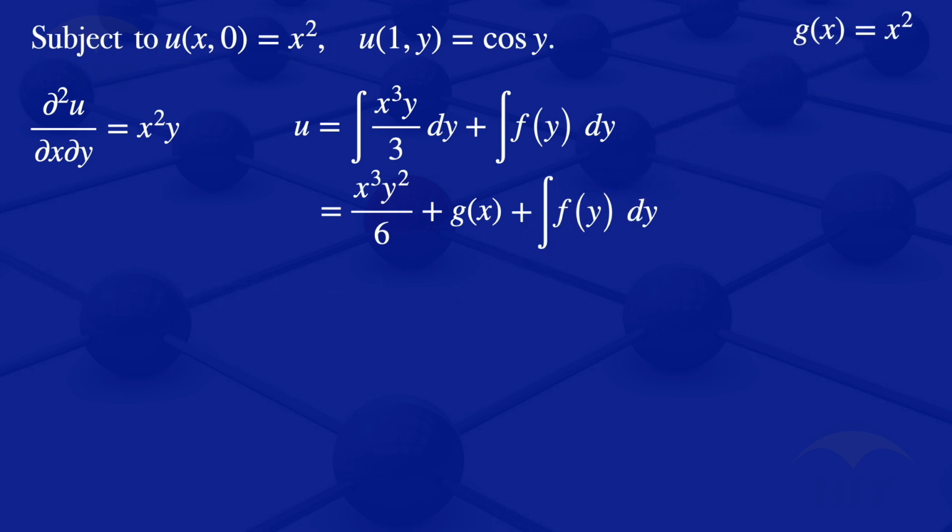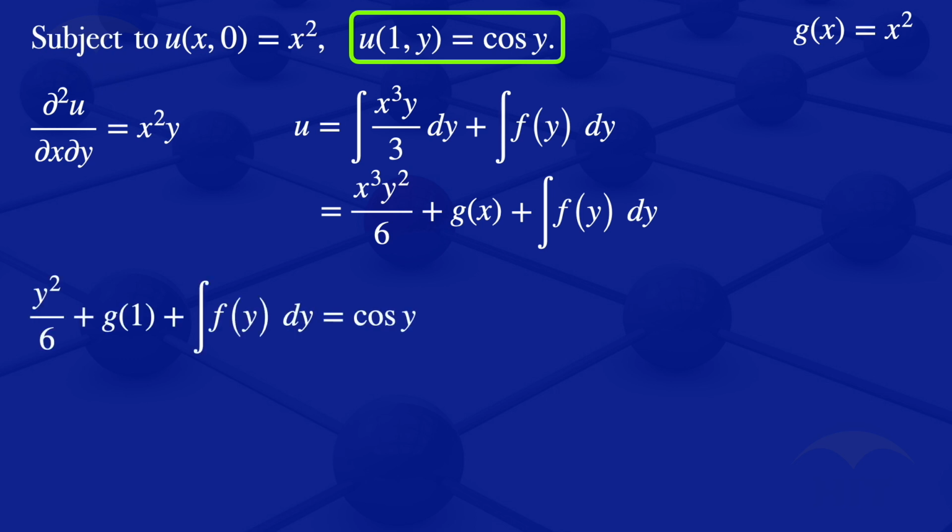We now look at the other condition that we are given there. u(1, y) is equals to cosine y. What we are saying there is in this equation for u there, where we have x, we put 1. So when you put 1 there, we would have y squared divided by 6 plus g of 1 plus the integral of f of y with respect to y is equals to cosine y. Now what we can do is we can put these two on the right-hand side so that we have the integral of f of y with respect to y is equals to cosine y minus y squared divided by 6 minus g of 1.